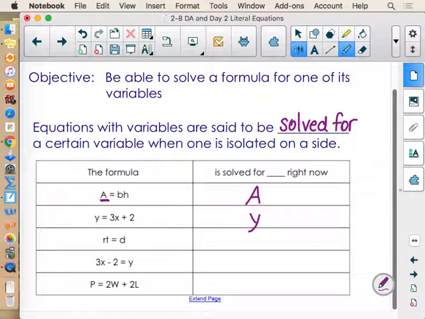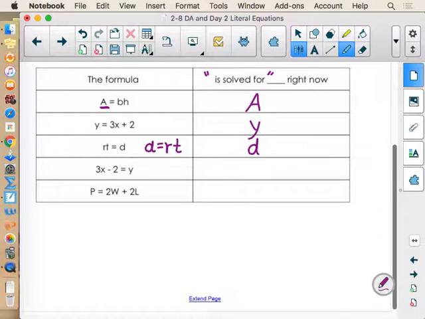The next one down, if you don't like the order it's written in, then switch it around. And that's that distance is rate times time formula, and right now that one's solved for distance. So that phrase, solved for, you're going to see on homework. And that's what this means, is that that's the variable that's alone, and in homework they're going to ask you to get different variables alone from that same equation. The next one down is another one that's solved for y, because that's the variable that's isolated or alone on one side. And this final one, which is perimeter for a rectangle or a parallelogram, at the moment is solved for p.